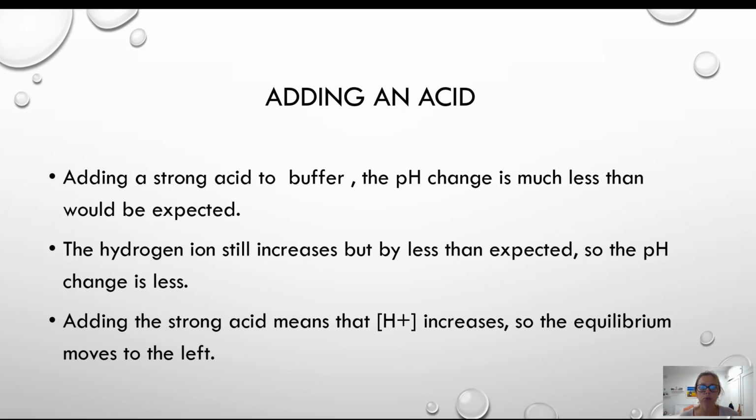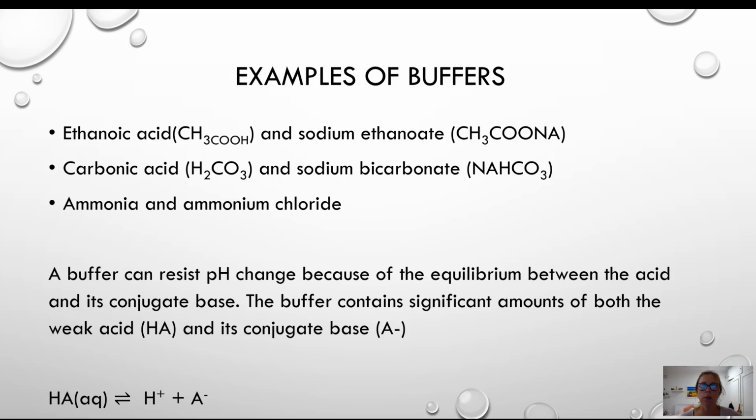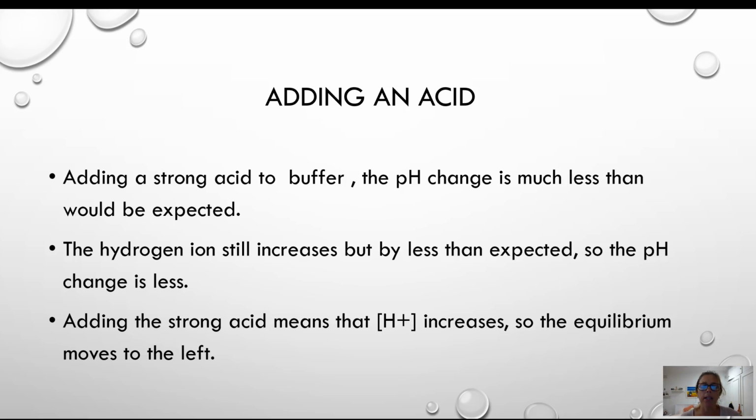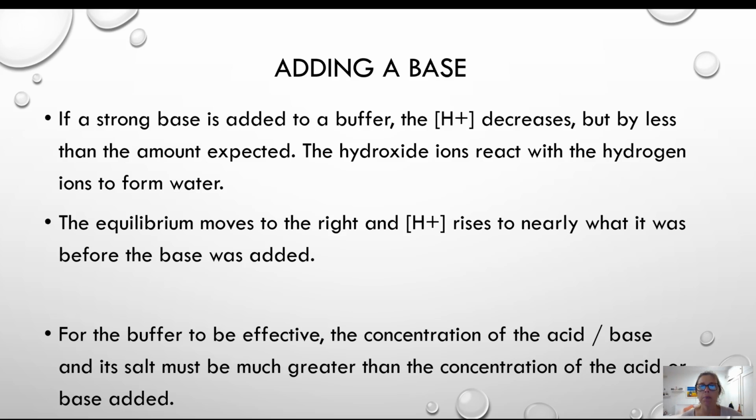If you look at a normal equation, HA is in equilibrium with the hydrogen ions and the anion. If I increase the H+, so we're adding a whole heap of acid, the equilibrium is going to move to counter that. If I'm decreasing the hydrogen ion concentration, it's going to move in the direction to counteract that. So by adding a strong acid, my H+ is increasing, so the equilibrium is moving to the left. The same can be said with adding a base.